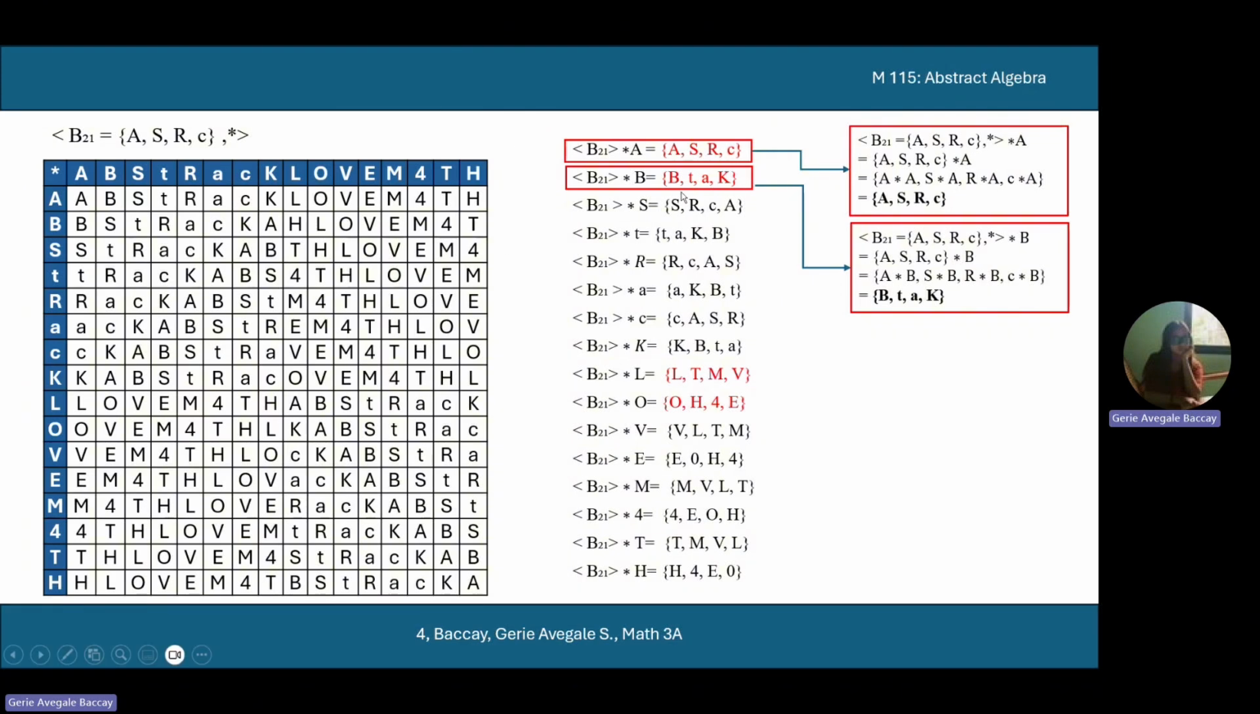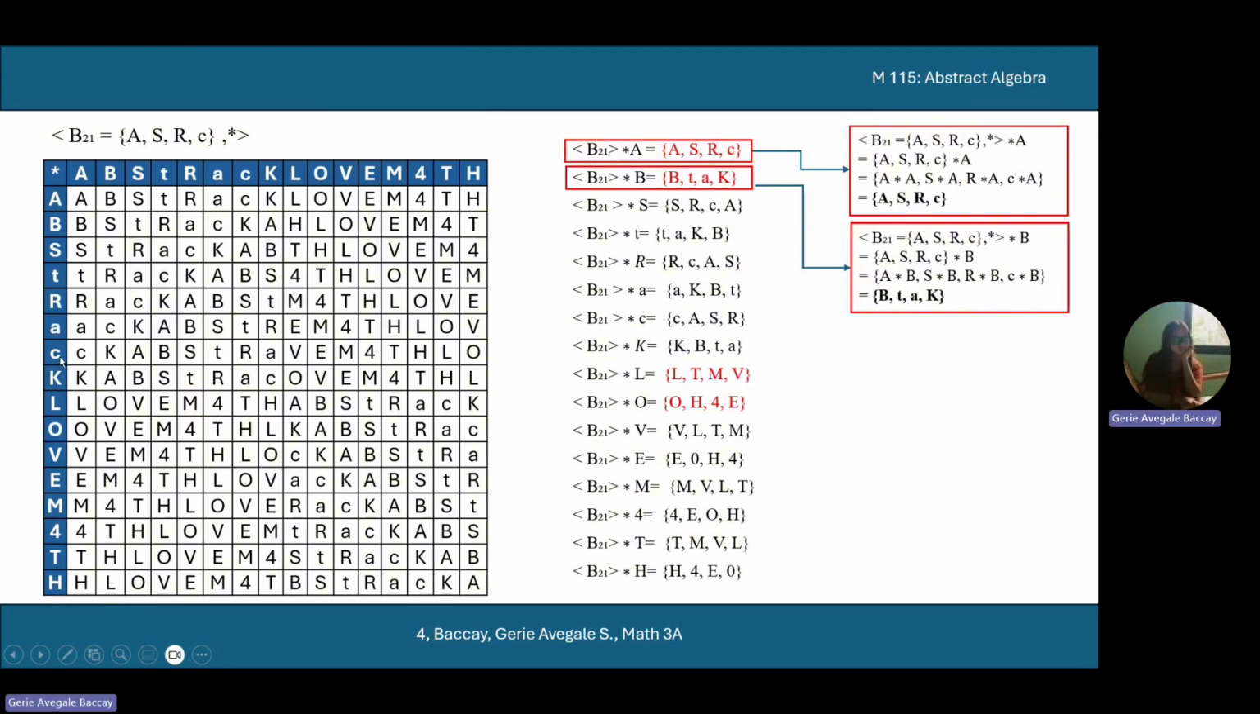Let's try operating B sub 21 to B. A star B is B. That's why we have B here. And then S star B is small t. That's why we have small t here. And then R star B is small a. That's why we have small a here.